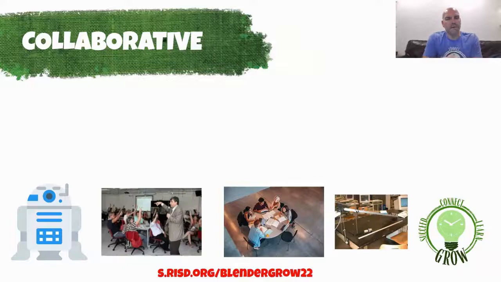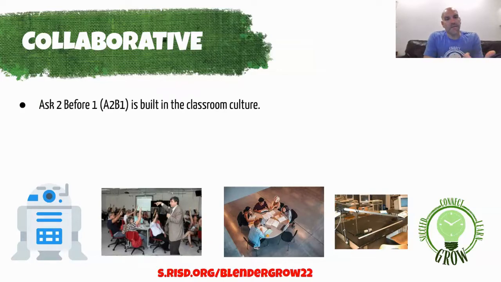If you remember way back in that first video, is collaborative. So physics and science is a very collaborative effort anyways, but we want to take it above and beyond just working together in a lab setting, right? So the first thing in my classroom is we have what we call A2B1, okay? So A2B1 means ask two before one.